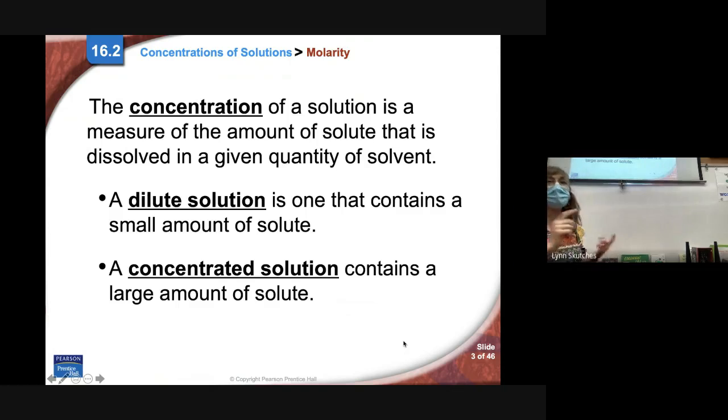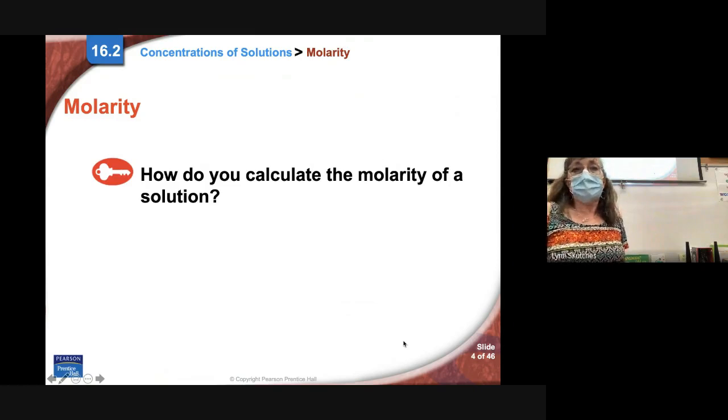Okay. So dilute doesn't have very much in it. Concentrated has a lot in it. Pretty straightforward, I think. Okay, the most important way of doing concentration in chemistry is molarity. And we've talked about it already.